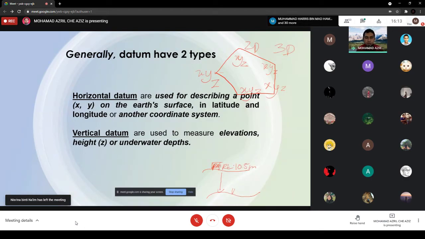Okay, so an example of vertical datum. I explained what you have learned in Chapter 2 about leveling. So at least you can apply and understand that the vertical datum used in leveling refers to the mean sea level.